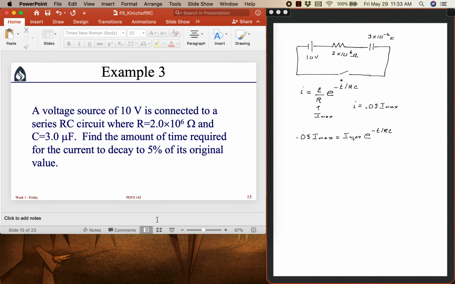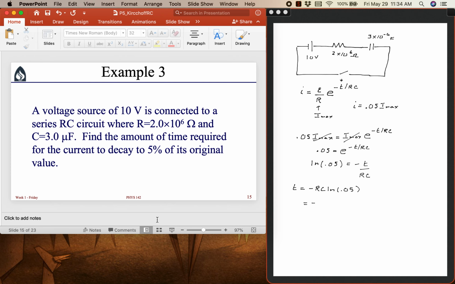All right, so my I maxes will cancel. I have one on either side, so I can divide both sides by I max and get rid of that. So now I have 0.05 is equal to e to the minus t over RC. And I want to solve for t. So to undo the e to the, I need to take the natural log of both sides. So the natural log of 0.05 is equal to, the natural log undoes the e to the, so over here I get a minus t over RC. Then I just need to multiply both sides of this expression by negative RC. So t is equal to negative RC natural log of 0.05.